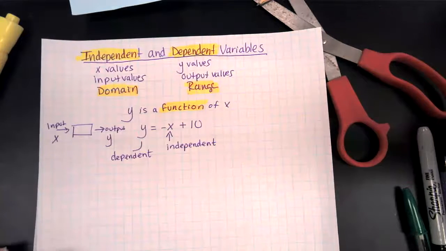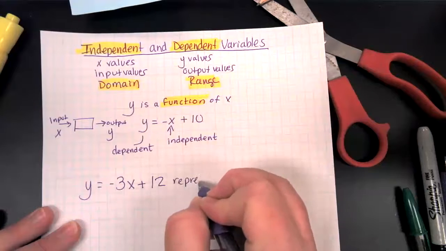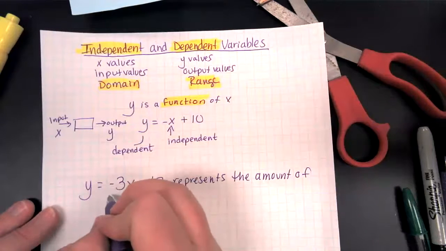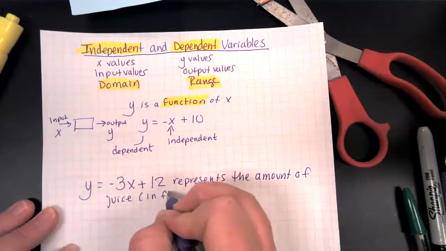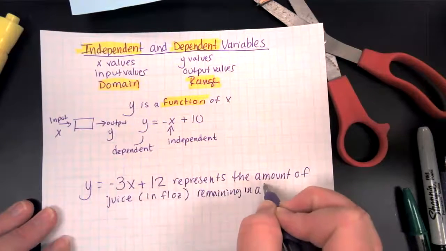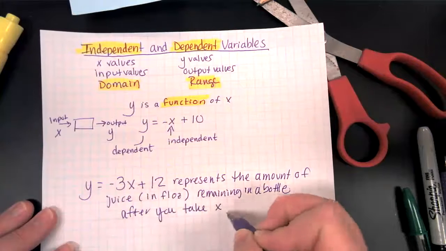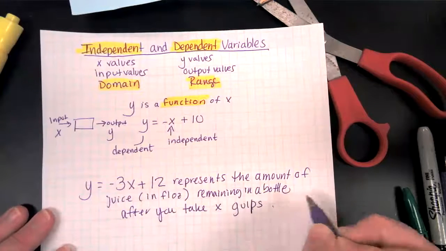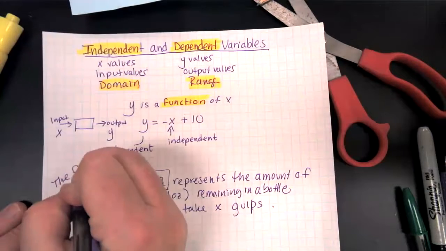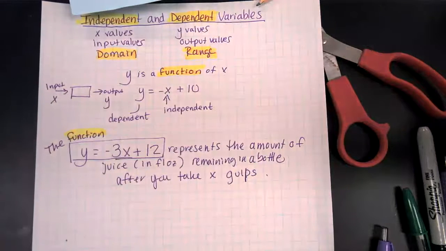Okay, so when we think about those terms, we see those a lot. So here we go. The function y equals negative 3x plus 12 represents the amount of fluid or juice in fluid ounces, if you remember seeing that, remaining in a bottle after you take x amount of gulps. Right away, I'm going to highlight that word function.